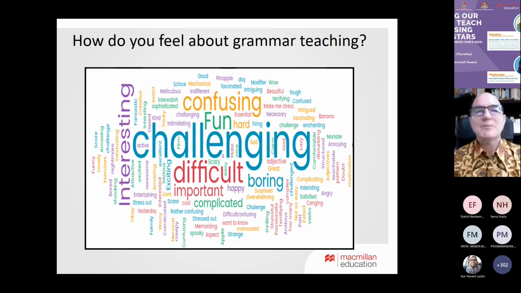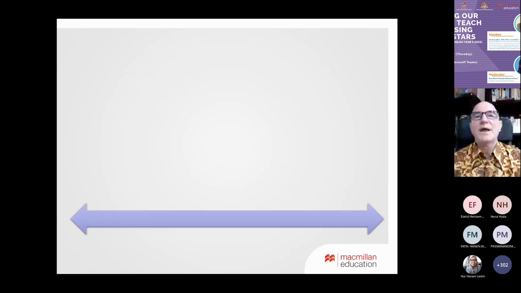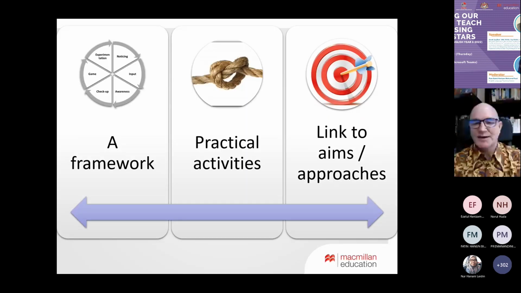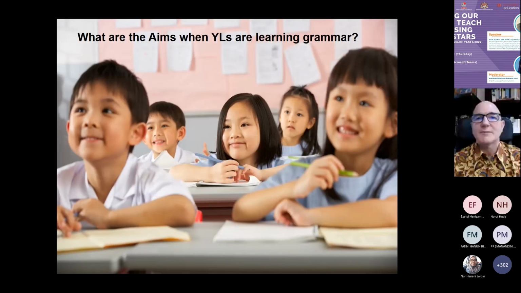So what I'm going to do is quickly go through a framework for grammar teaching. And I know I've only got 10 minutes to do this, but we'll see. We'll see if we can do it. Forgive me if it's too rushed. We're going to look at a framework. There are 6 parts of the framework. We're going to look at some activities and then how they linked to approaches.